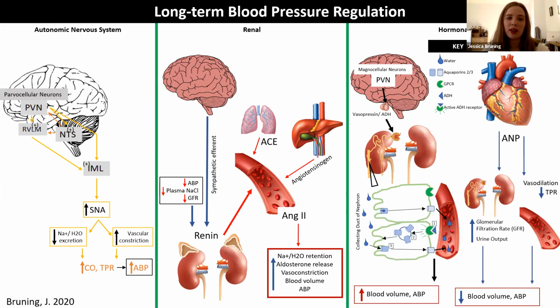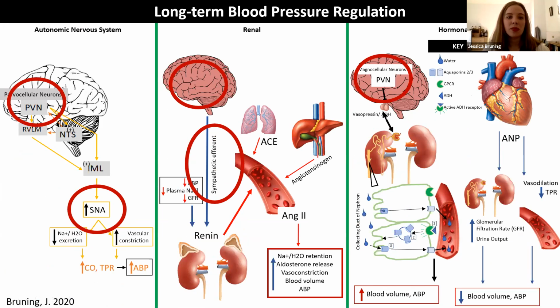So long-term blood pressure regulation is influenced by 3 different systems: the autonomic nervous system, the kidney, as well as hormones. And what all 3 of these regulation systems have in common is the brain. Of particular interest to me and my team is the paraventricular nucleus of the hypothalamus, abbreviated as the PVN. And specifically in autonomic nervous system regulation as well as the kidney, we have an increase in what's called sympathetic outflow from the brain to the rest of the system. And these events cause an increase in mean arterial pressure, or blood pressure.